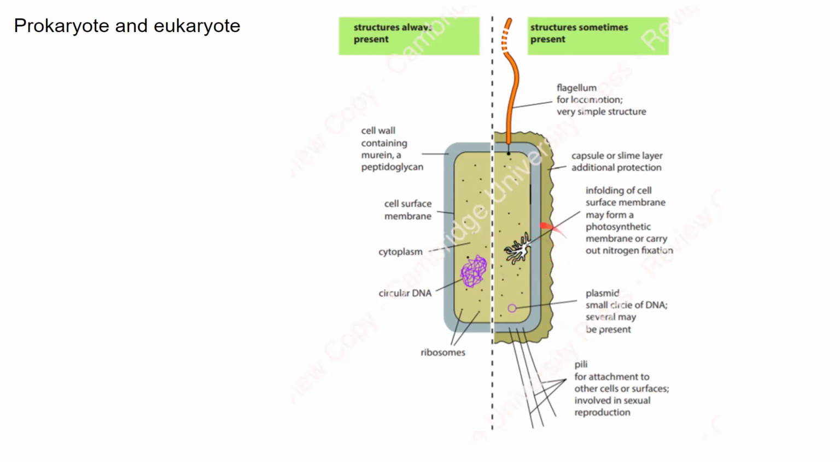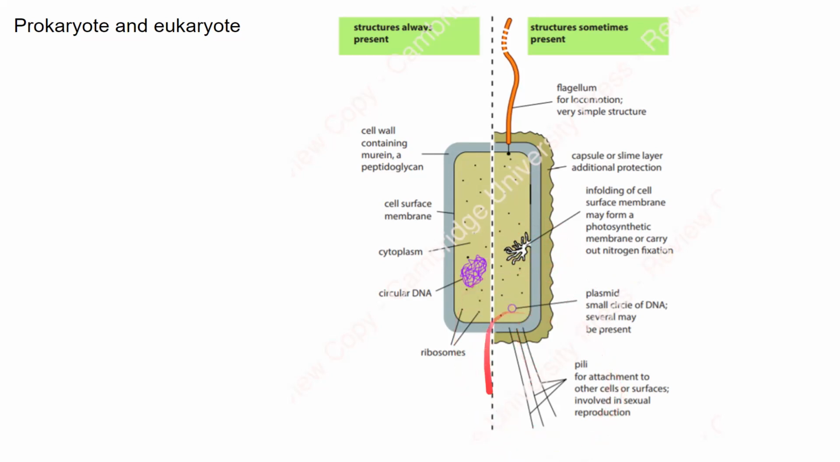This can have enzymes, pigments, whatever is needed. And then there's plasmid. So it's a very small bud off from this normal DNA. And this can be transferred from one cell to another cell. And a special organ that transfers this plasmid from one bacteria to another is called the pili.